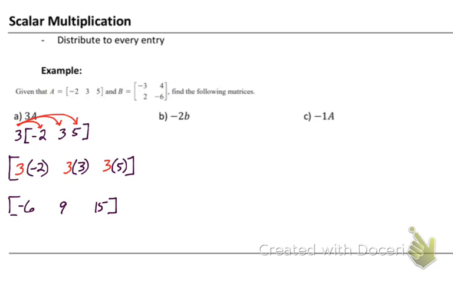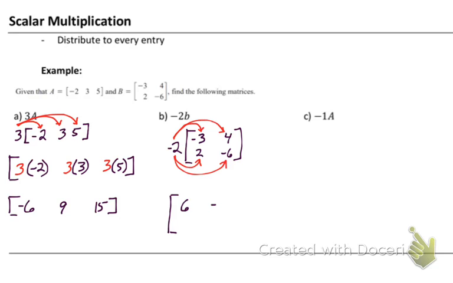All right, my next one is negative 2 times B. Well, B is a 2 by 2, so let's just see how that looks. So if I have negative 2 times a 2 by 2 matrix, 3, 4, 2, negative 6, I'm still going to do the same thing. I'm going to distribute the 2 to every entry. All right, top, bottom, middle, wherever an entry is, you just have to multiply it by 2. So the scalar multiplication of this one is going to be 6, negative 8, negative 4, and a positive 12.